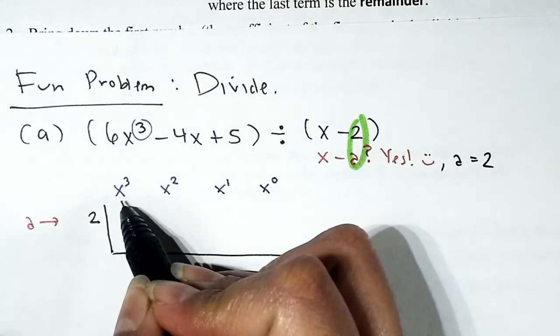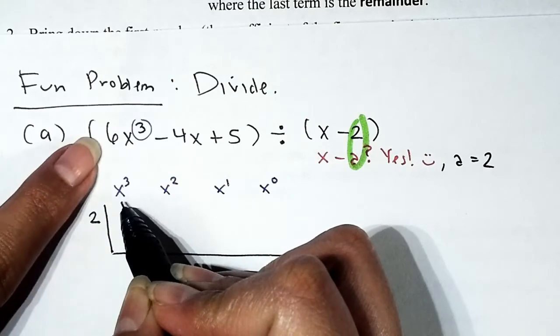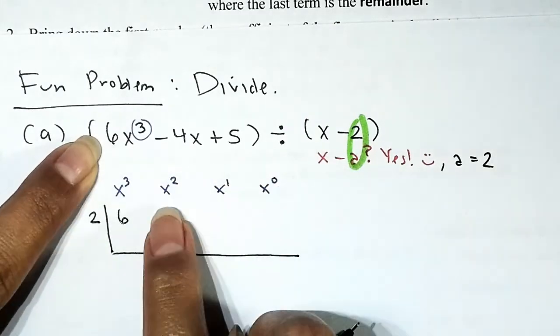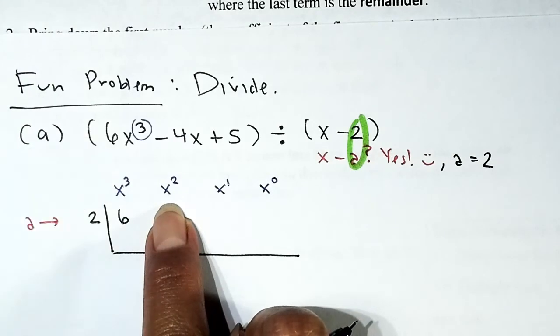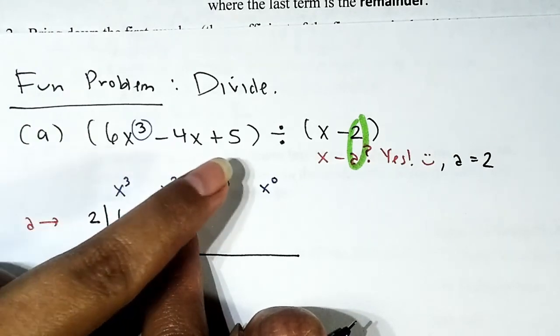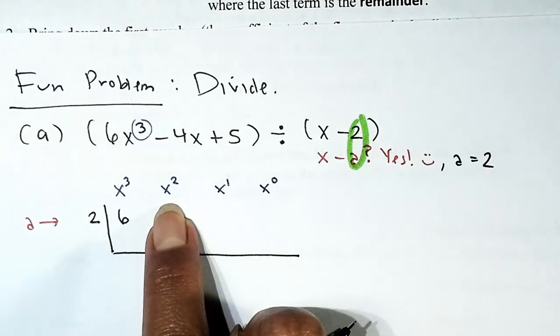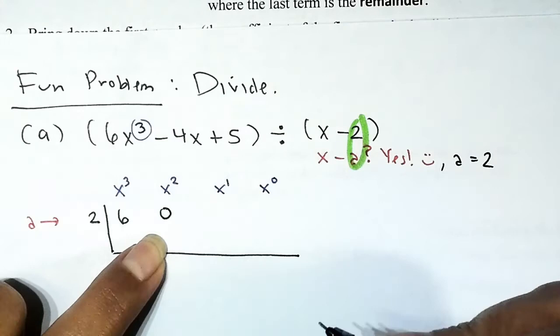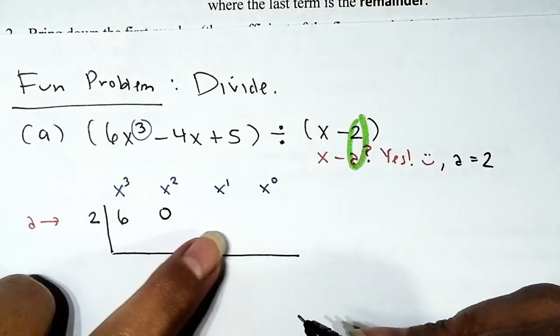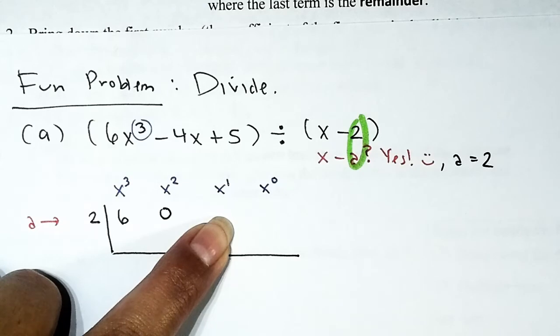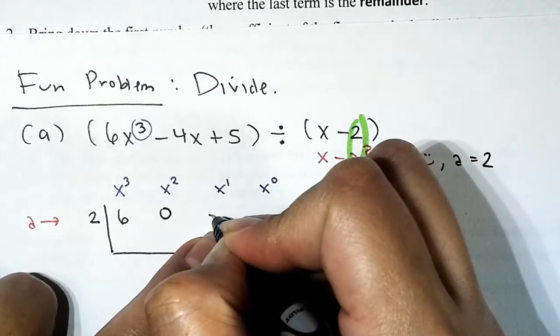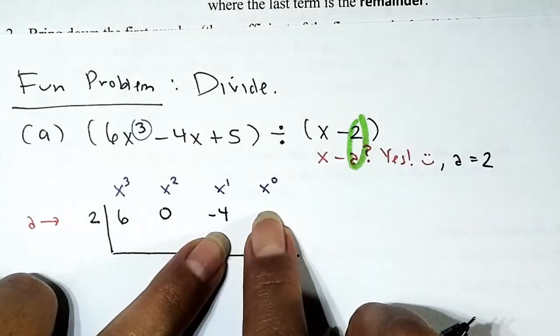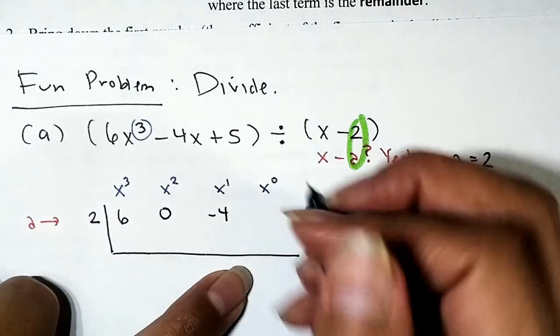The coefficient of the degree 3 term is 6. The coefficient of the degree 2 term is nothing. We don't have an x squared, so if we were gonna do a long division, we would be like, oh, dog breath, we need a 0 placeholder. So we're gonna put a 0 placeholder here too. So we have x to the third, x to the second, x to the first. The coefficient of the degree 1 term, or the x term, is -4, and the constant term, or the degree 0 term, is 5.